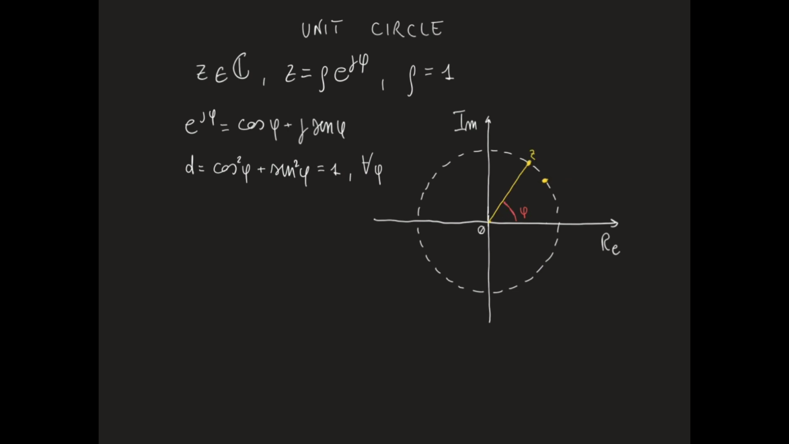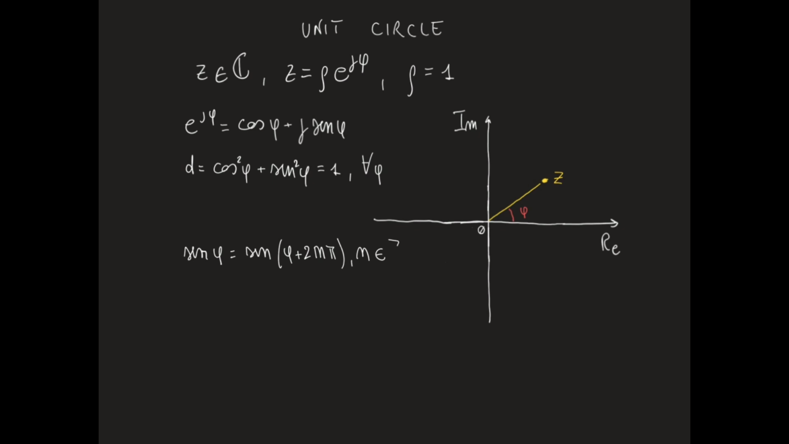Note that as phi increases from 0 to 2 pi, the point z in the complex plane moves along a circumference with unitary radius. This is also called the unit circle in the complex plane. Note also that both the sine and the cosine are periodic functions with period 2 pi. This means that the sine of phi is equal to the sine of phi plus 2n pi, where n is a relative number. The same is true for the cosine function. So cosine of phi is equal to cosine of phi plus 2n pi, again with n a relative number.